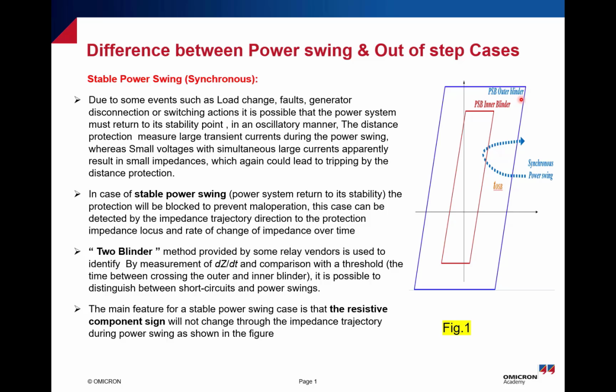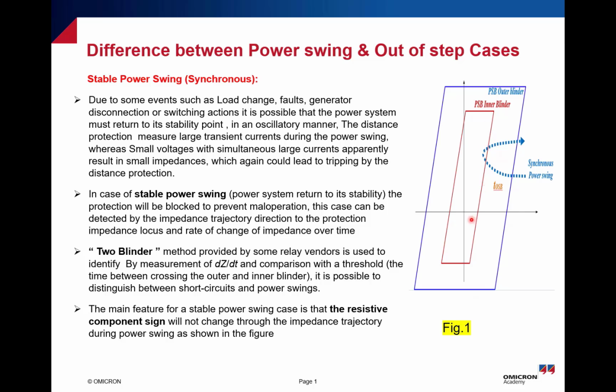So the stable power swing is synchronous, which means the generator returns back to its synchronous state. So there is no out of step case. And in that case, the distance protection should be blocked and should not operate, because it's a synchronous and stable power swing case, and it's not a real fault scenario. And if you look at the two blinders, you can find out from the protection relay manual how to define the inner and the outer blinder of the power swing PSP.